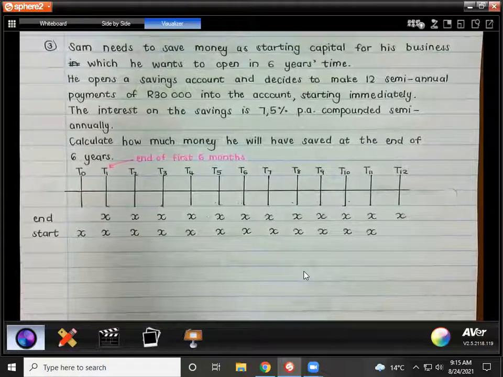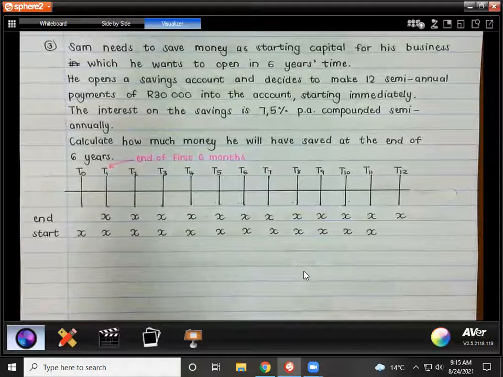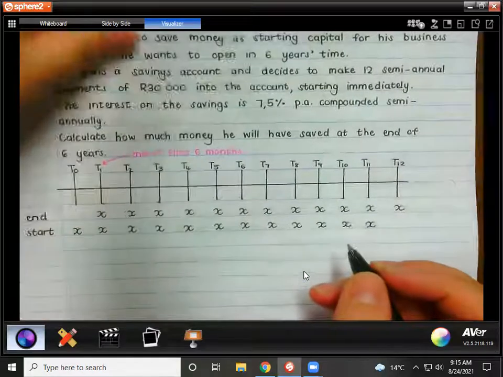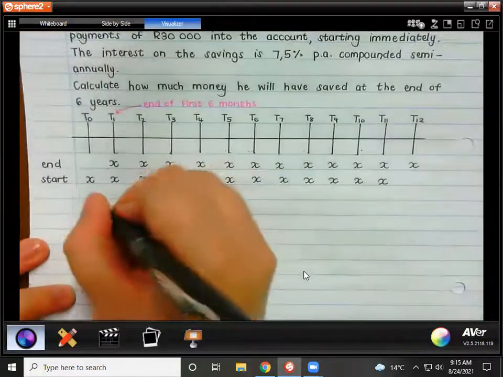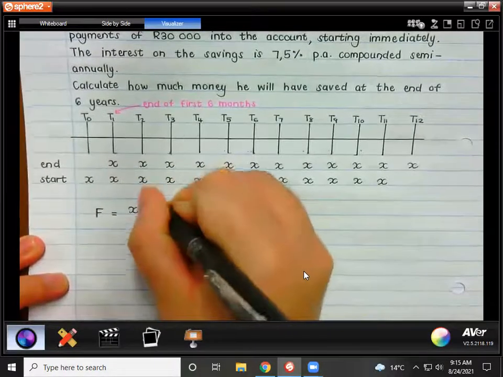So what we're going to do is we're going to have our normal formula, but then we're going to have to times it by 1 plus 6 months worth of interest bracket, basically. Let me show you how that works. Okay, so we're going to have our F equals our normal formula.